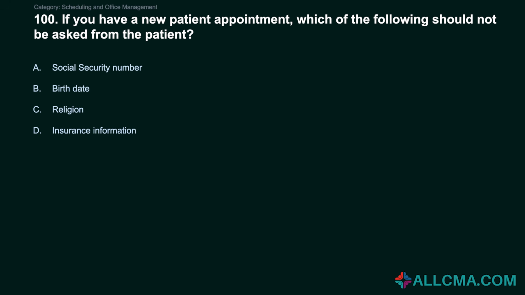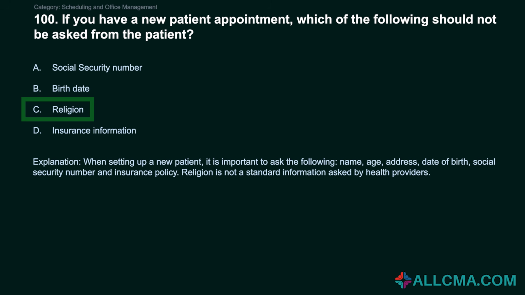100. If you have a new patient appointment, which of the following should not be asked from the patient? A. Social Security number. B. Birth date. C. Religion. D. Insurance information. Correct answer: C. Religion. When setting up a new patient, it is important to ask the following: name, age, address, date of birth, social security number and insurance policy. Religion is not a standard information asked by health providers.